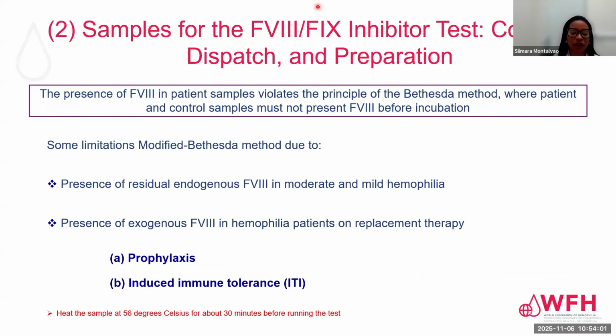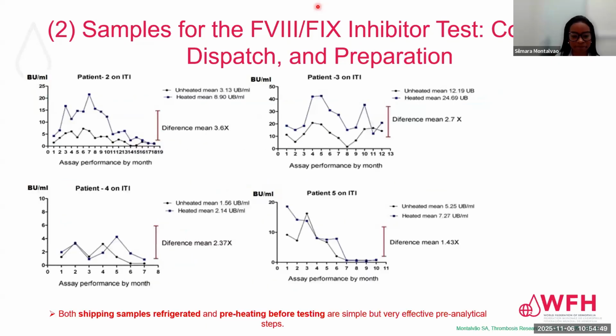Another pre-analytical condition concerns the presence of factor in the patient sample. We know that the presence of factor in a patient sample violates the principle of the Bethesda, where patient and control samples must not contain factor before incubation. It can be due to residual endogenous factor in moderate and mild hemophilia, or it can be from an exogenous source when the patient is on prophylaxis or an ITI protocol. To solve that, we need to heat the sample at 56 degrees Celsius for about 30 minutes before running the test.